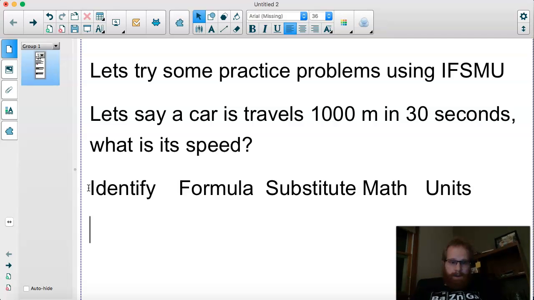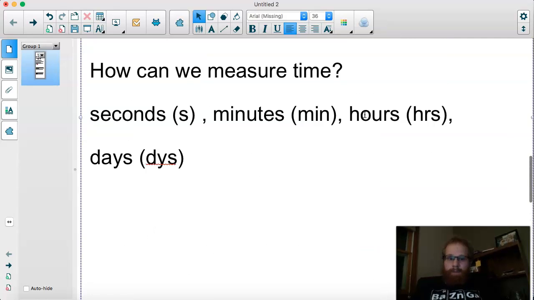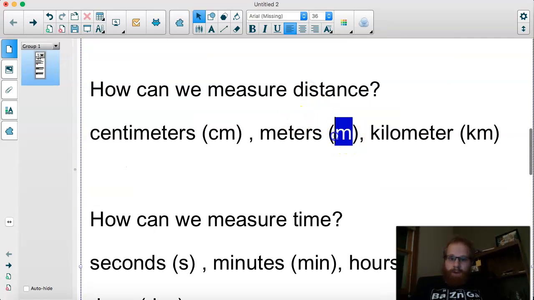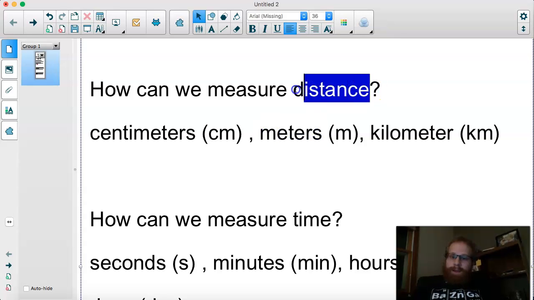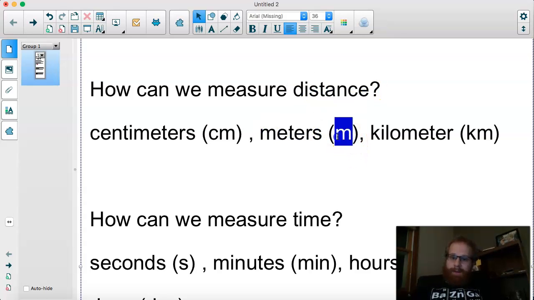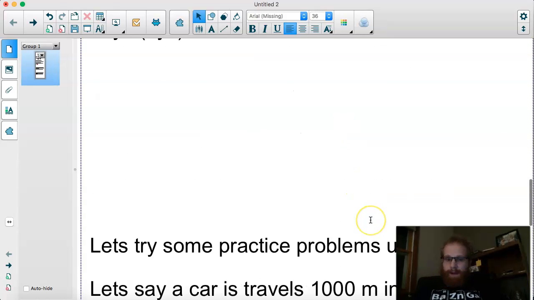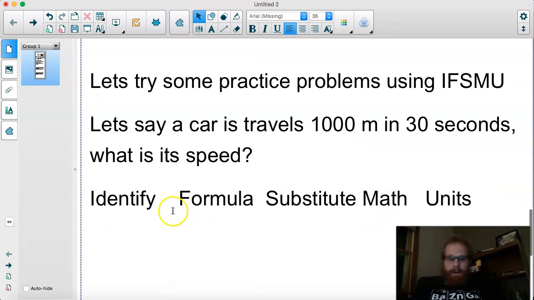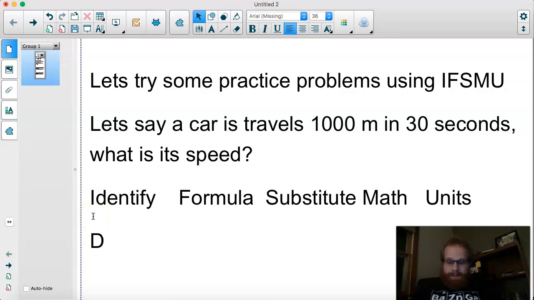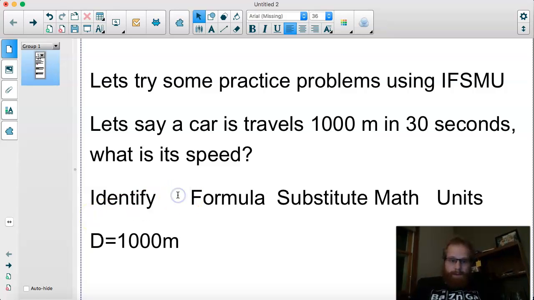So the first thing that I know is my distance. And I've got this handy-dandy little meters hint. Remember, meters are a unit of measurement of distance. And so if I ever see that M, that clues me in that I'm measuring a distance. Okay, so I've identified my distance is 1,000 meters. Great.